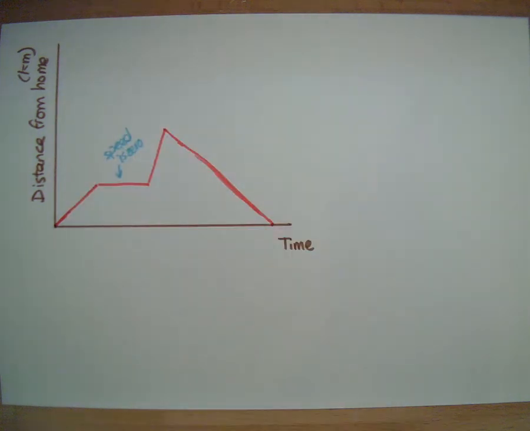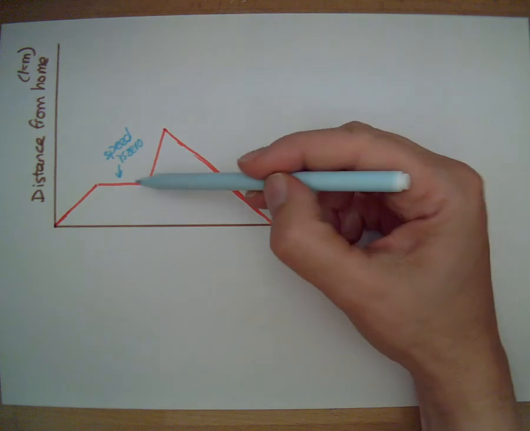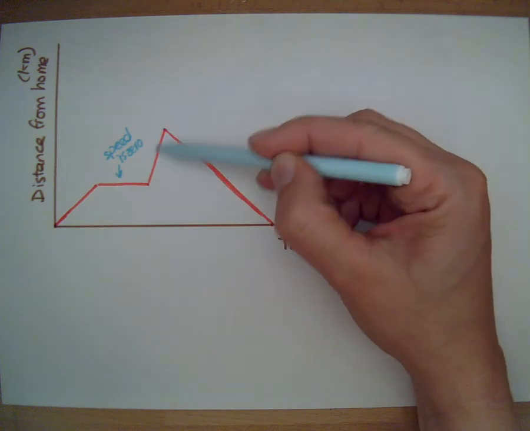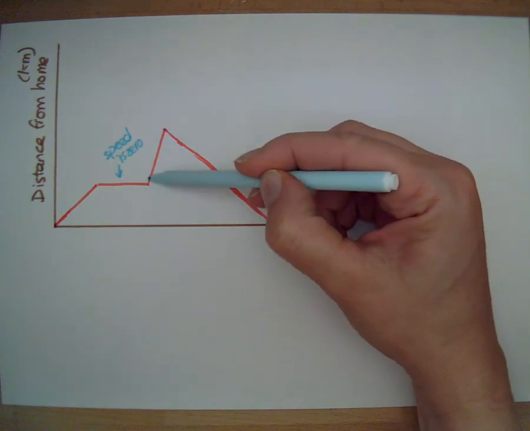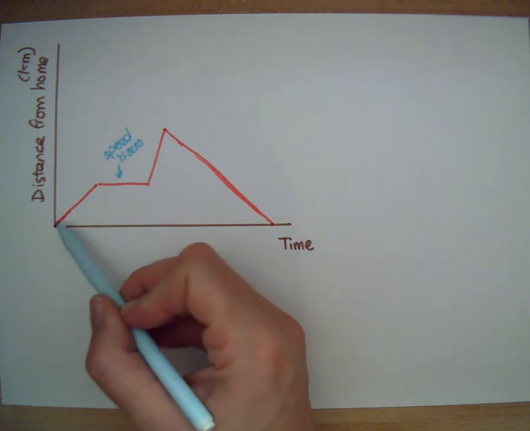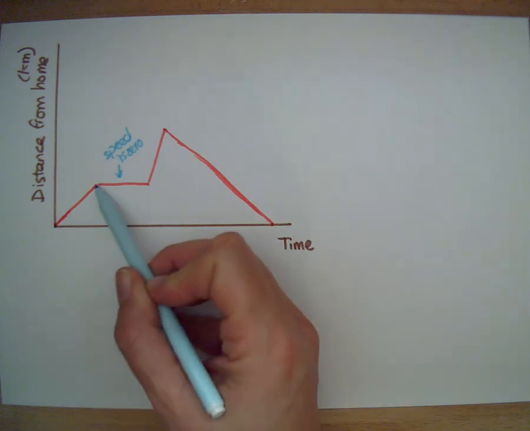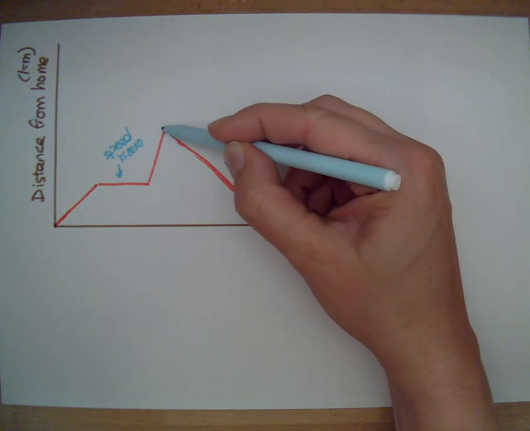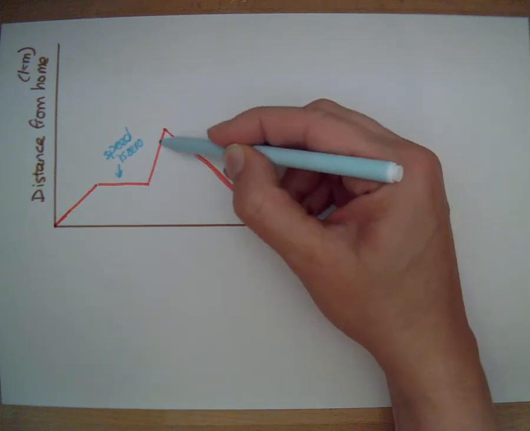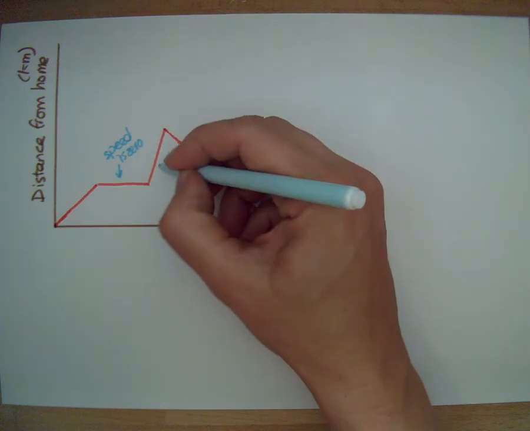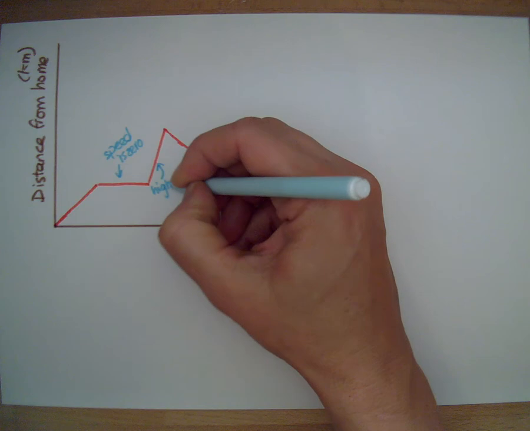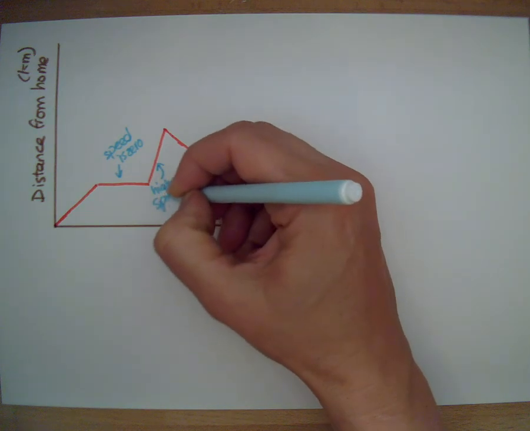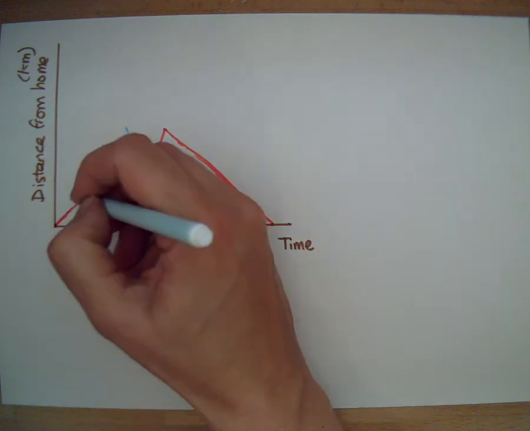I'm stationary. Here I'm traveling again, and as you can see, the line here is steeper than it is here. That means that here I'm traveling at a higher speed than here. So let's write higher speed. Greater speed, I should say.